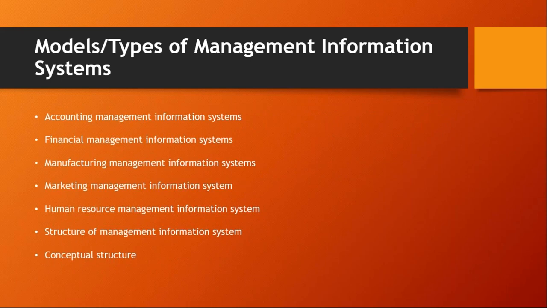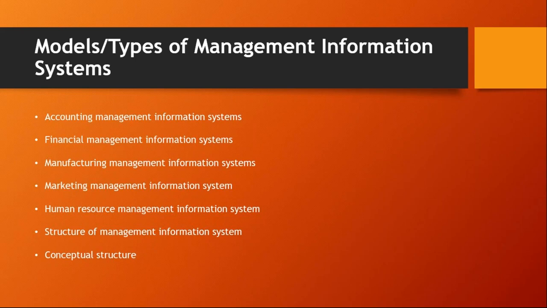And then we looked at the types of management information system. We looked at them last week, but we didn't discuss them in detail. As this class proceeds, we're going to be discussing them one after the other. So we have the accounting management information system, which is used to manage the financial activities of the organization, the inflow and the outflow. Then we have the financial management information system, how money is being spent in the organization.